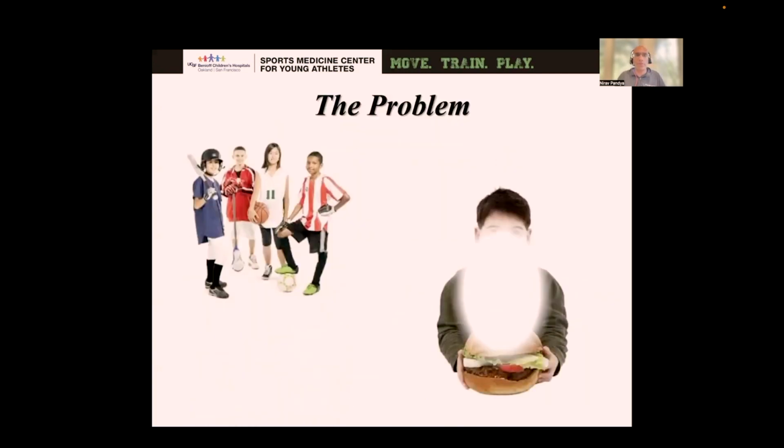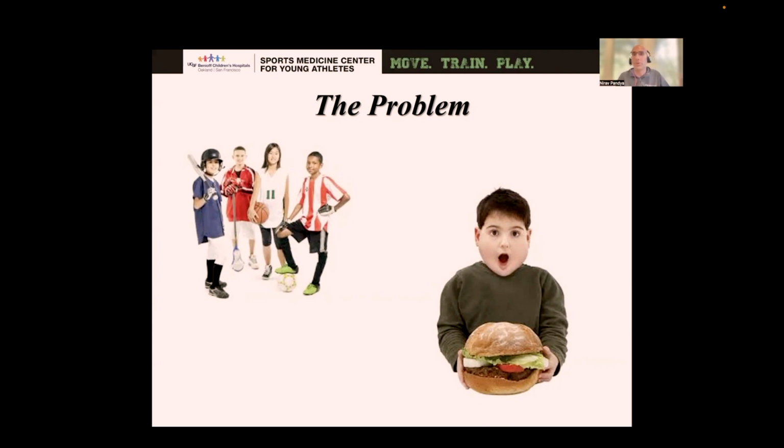So the problem is that you've got one group of kids who have access to all the sports. They've got club sports, they've got year-round sports, they live in an area where there's tons of opportunities. And then you have another group of kids who don't have access to club sports. Their schools don't necessarily have daily physical education classes, and they don't have an outlet because there's nothing affordable for them. So as a result, they deal with diabetes, obesity, hypertension.